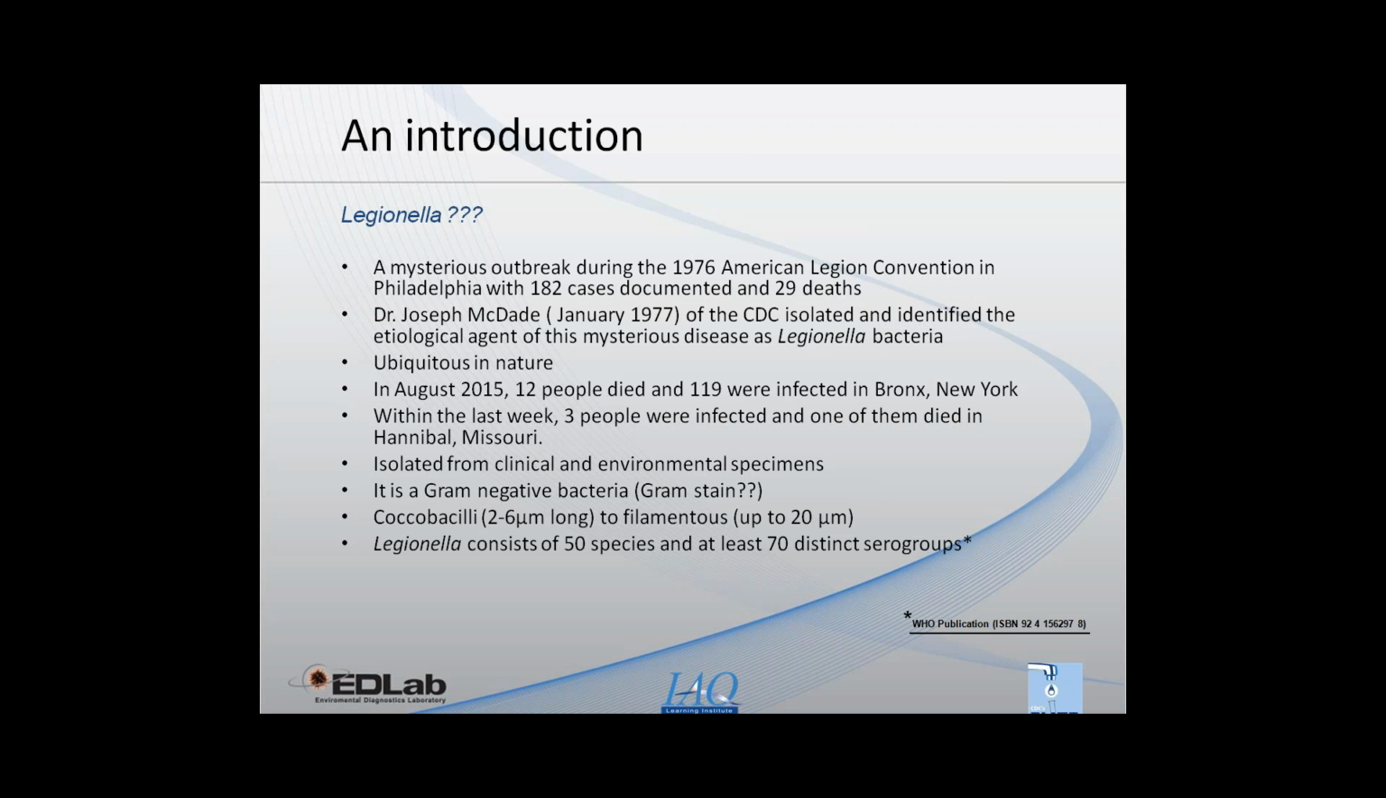Legionella consists of 50 species and at least 70 distinct serogroups. While there are that many, not necessarily all of them are ones that will come up or be cause for alarm. There are certain species of Legionella that are a little bit more concerning when they're found compared to others, but you won't be able to tell that until you actually get the testing done and do the proper testing to find out.